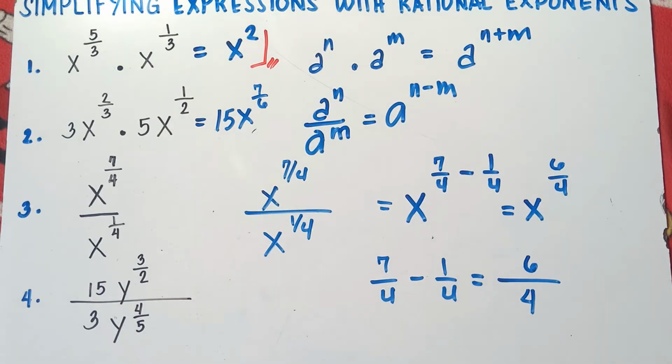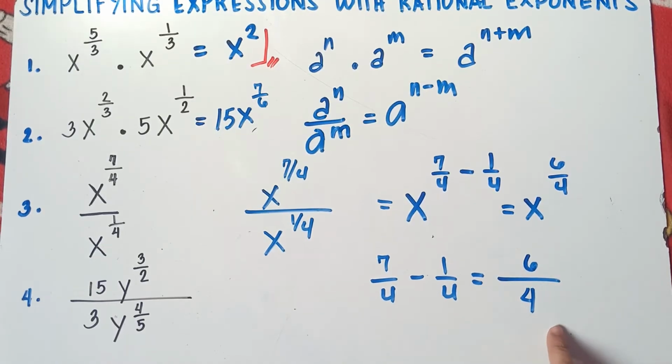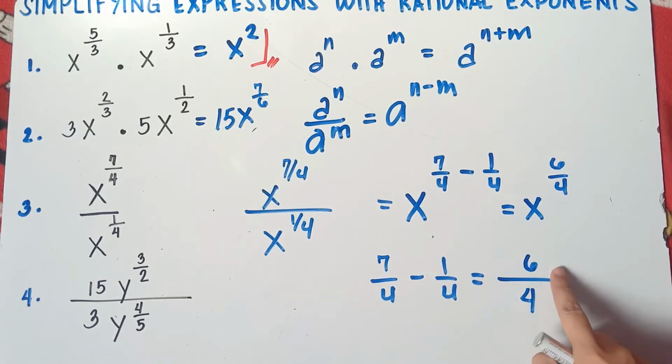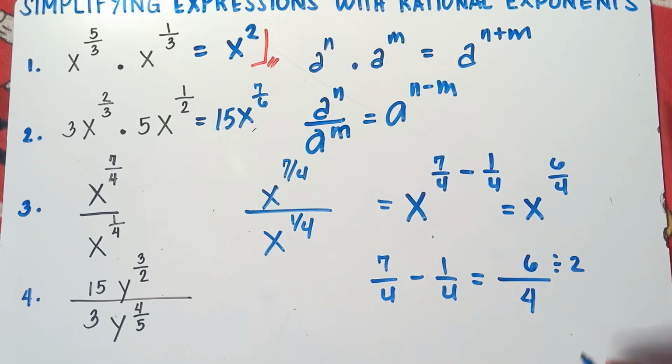So once again, class, if you can reduce the fraction to its lowest term, always reduce the fraction to its lowest term, class. That's actually mandatory. So check, class, can we reduce 6 and 4? Yep, we can reduce this one. We can divide 6 by 2. We can also divide 4 by 2. Once again, class, do not divide 6 by 4 directly because you will get a decimal answer and we're not allowed to have a decimal exponent.